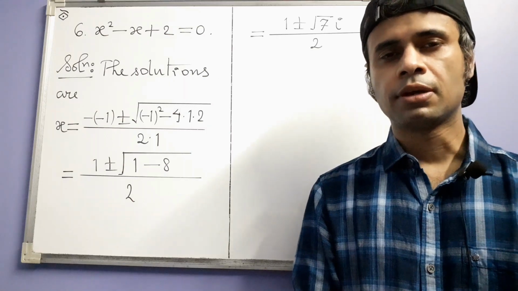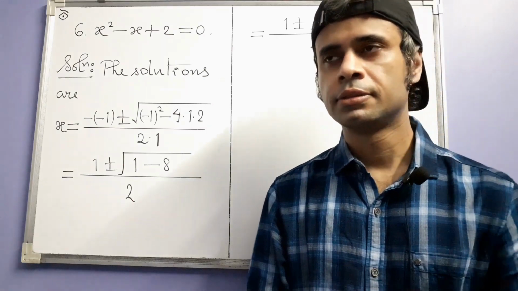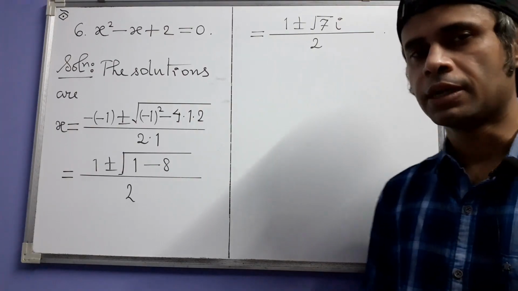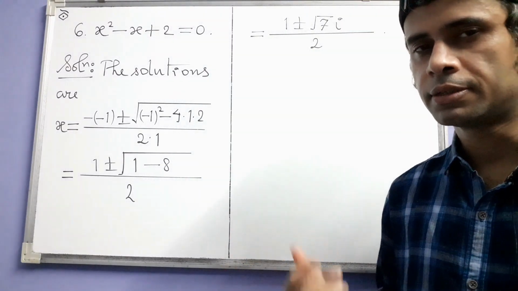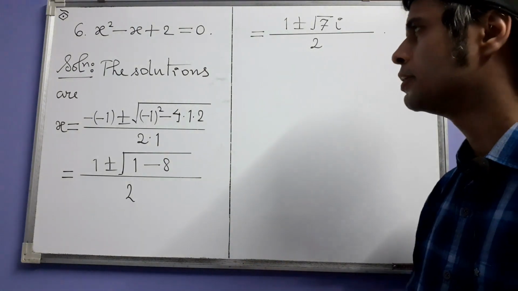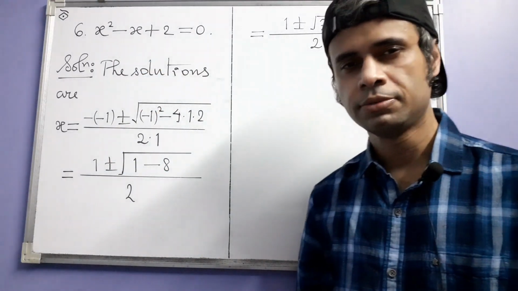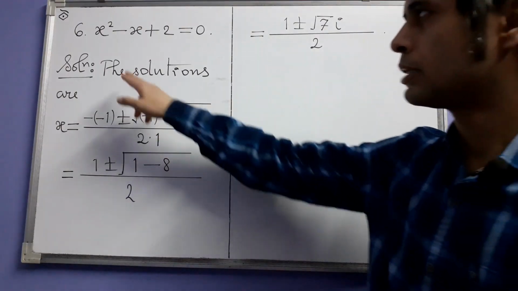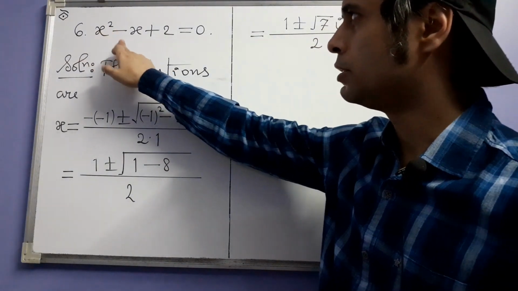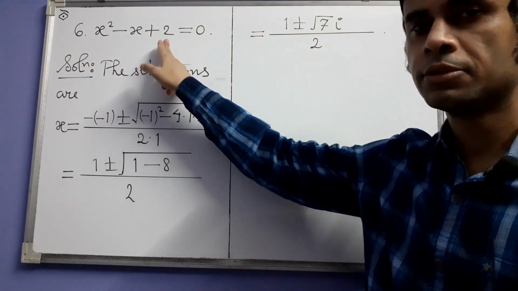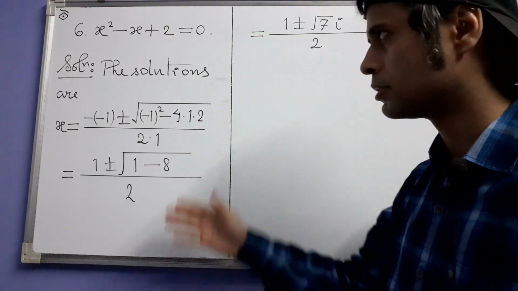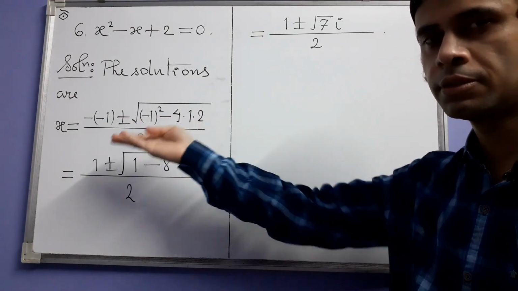Last week we were solving quadratic equations and we solved the first 5. So today we are going to solve the remaining 5, and this is the 6th one. Here the equation is x squared minus x plus 2 equal to 0. So you can see that here a is 1, b is minus 1 and c is 2. So according to our formula for the roots or the solutions, we have this.